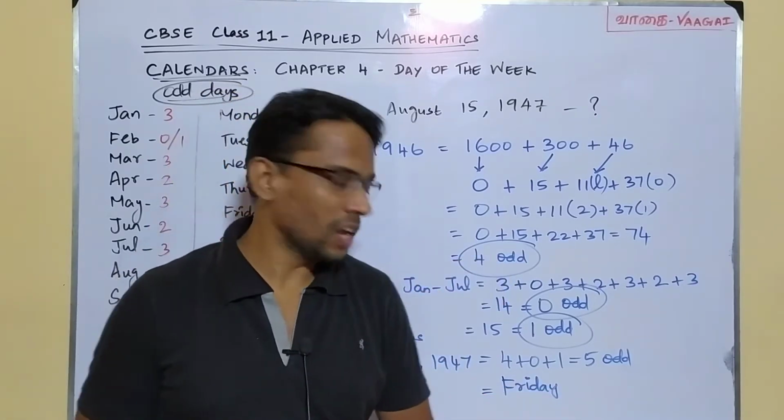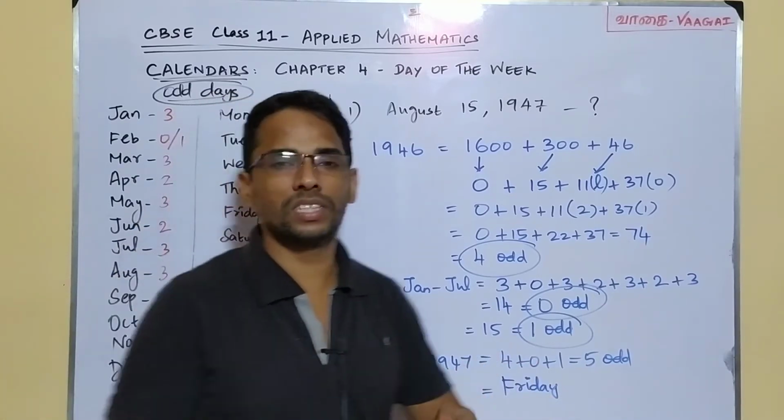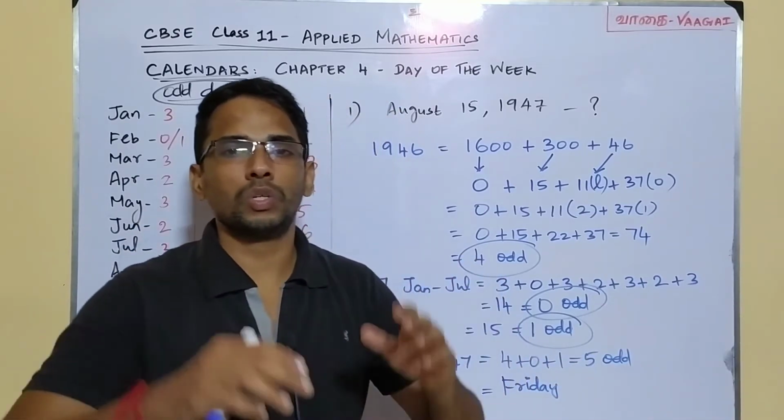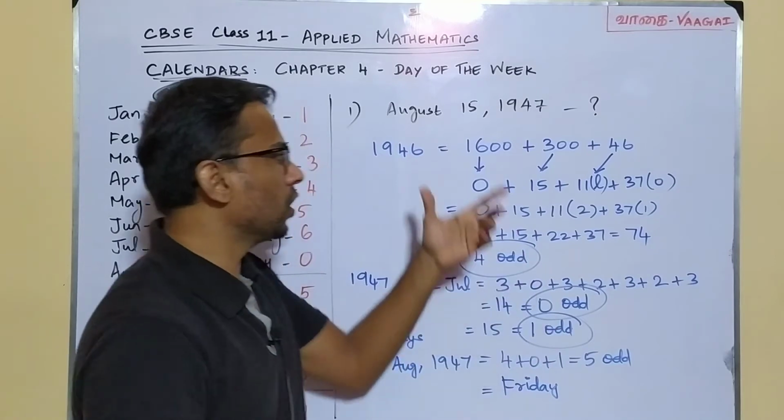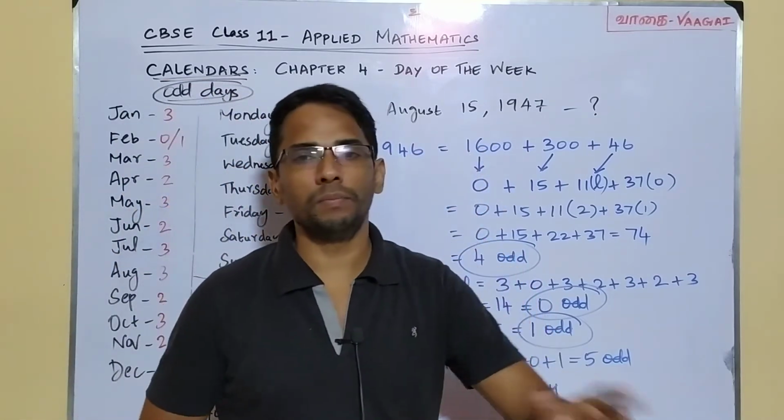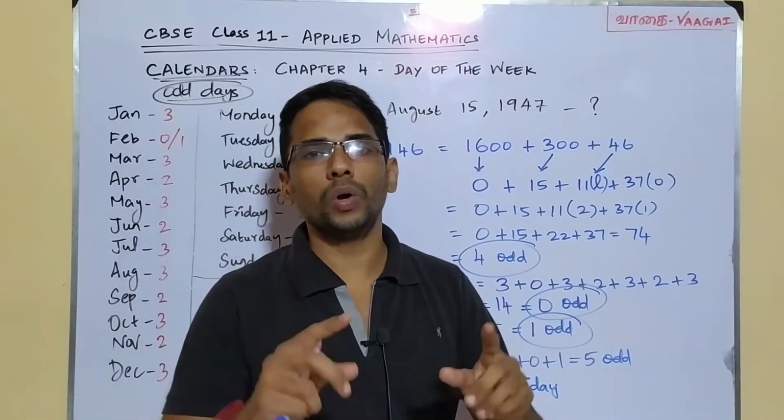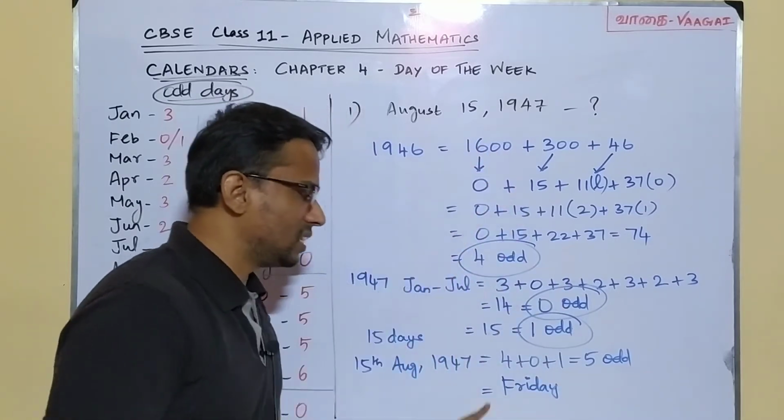You can verify the answer. So 15th August 1947 is going to be a Friday. Yes, so this is going to be the procedure. How are you going to work? Any random date is given to you, how are you going to work it and get which day it is?